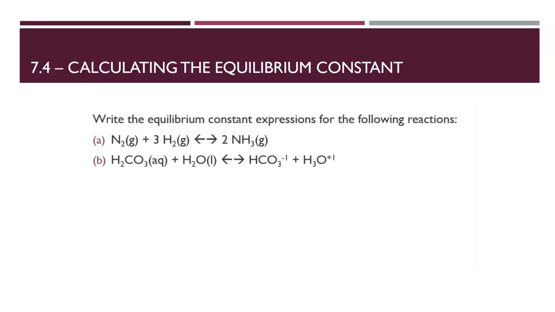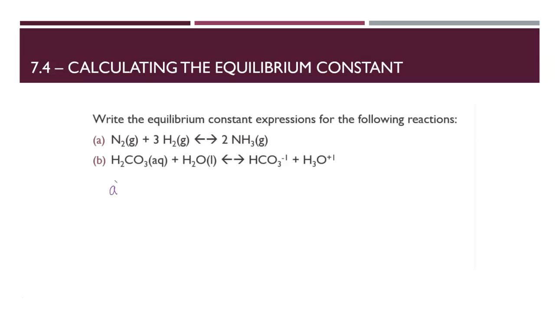When we write equilibrium constant expressions, these are going to look very similar to rate laws. So we're going to treat them as if they're elementary reactions like we'd do with a rate law. That means the coefficients become the exponents. And we're always going to do products divided by reactants, so basically the rate in reverse divided by the rate going forward.